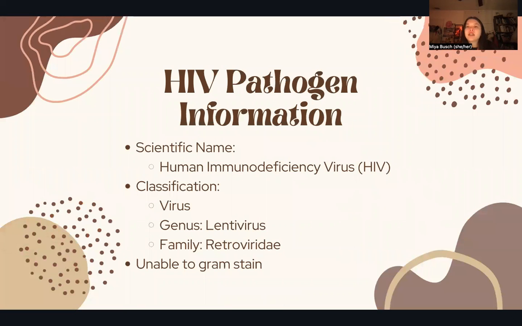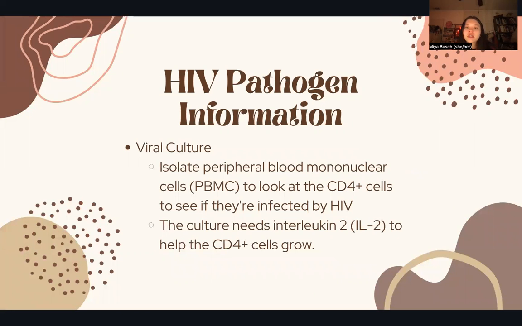So the scientific name of HIV is human immunodeficiency virus, and the classification is a virus, and the genus is lentivirus. The family is Retroviridae, and we're unable to gram stain it because it is a virus. You are able to culture it. You can isolate it through peripheral blood mononuclear cells, PBMC, to look at the CD4 plus cells to see if they're infected by HIV. The culture needs interleukin 2 to help the CD4 plus cells grow, and I wasn't able to find a picture, unfortunately.